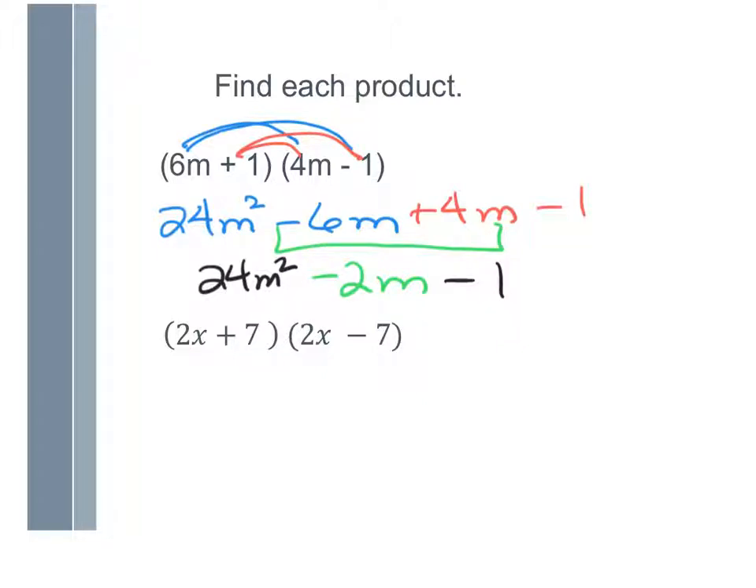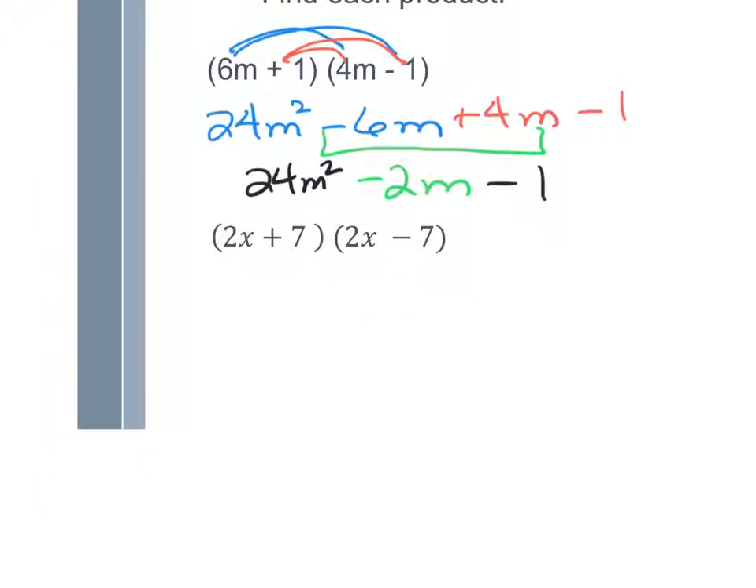All right, let's try the next one. Now, this is one of the special cases. Notice that they have exactly the same letters and numbers. The only difference is the first binomial is an addition, and the second one is a subtraction. Once I distribute or FOIL this, I'm going to end up with a special case called the difference of two squares, or the difference of two perfect squares.